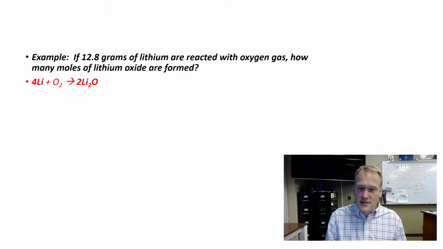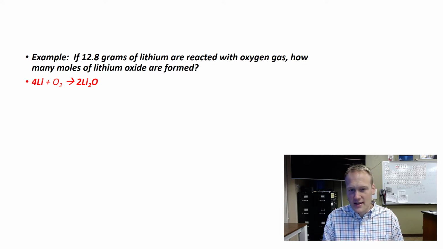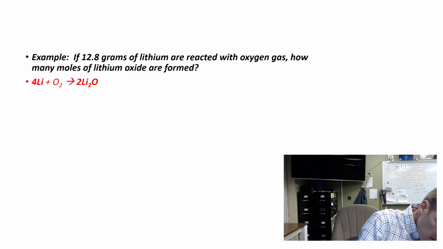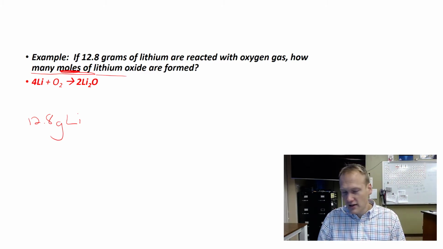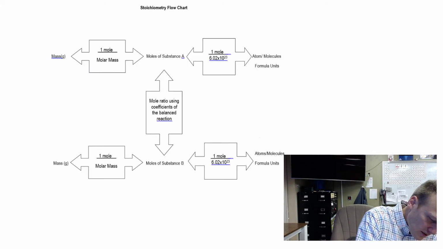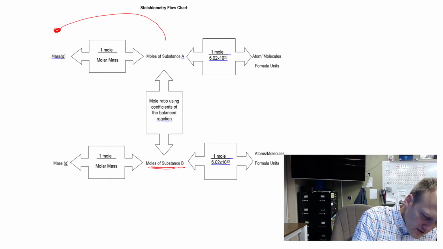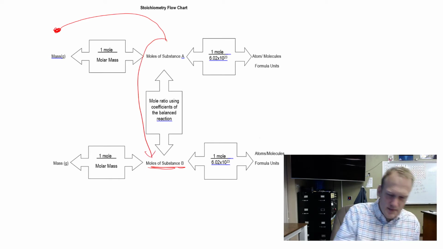Alright, our first question here has 12.8 grams of lithium that are reacted with oxygen gas, which is giving us lithium oxide. I've completed the equation down here at the bottom. So the first thing we're going to do is write down our given. That is always the first thing we're going to do. So we have grams of lithium. Notice though, it wants to know how many moles of lithium oxide. So if we look back at our chart, we are starting with mass or grams of lithium, and we're going to moles of a different substance. So we have to go to moles of our original substance, then moles of that different substance.